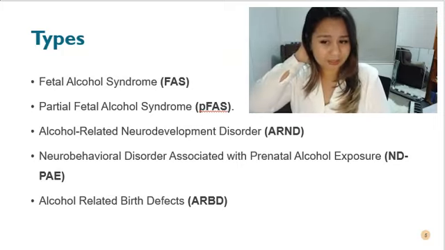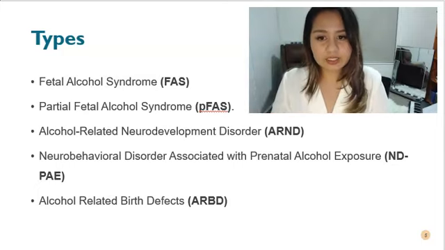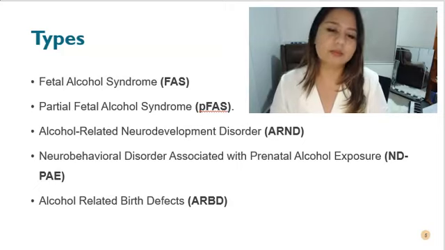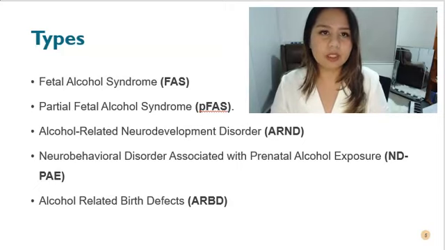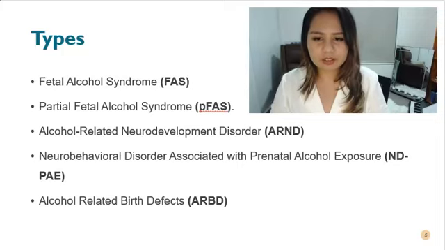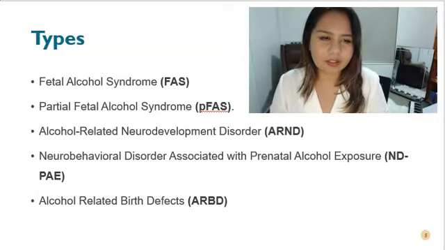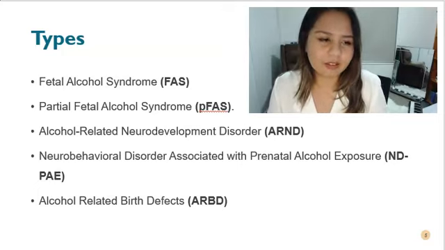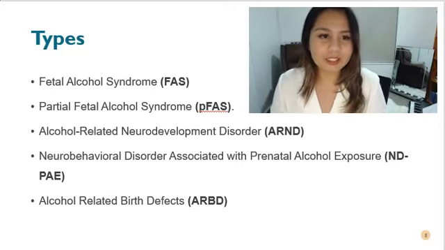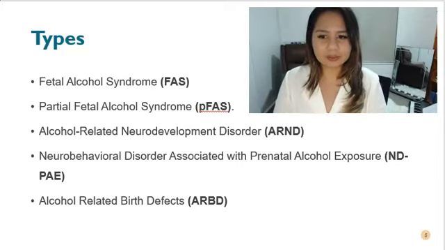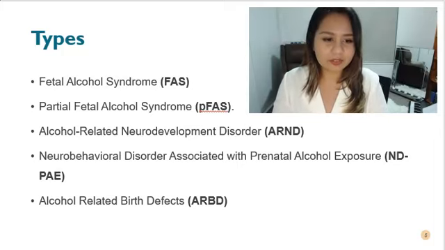And the last one is alcohol-related birth defects. With fetal alcohol syndrome being a spectrum with a range of things, it can be like a hidden disease, and some people you wouldn't be able to tell that they have it or not, but some you can.